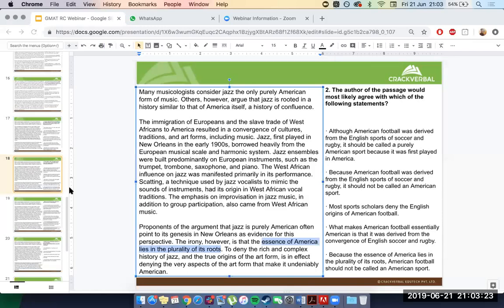So that's why. Would C be incorrect if it said some scholars think rather than most scholars think? Absolutely, yes, it would be incorrect.